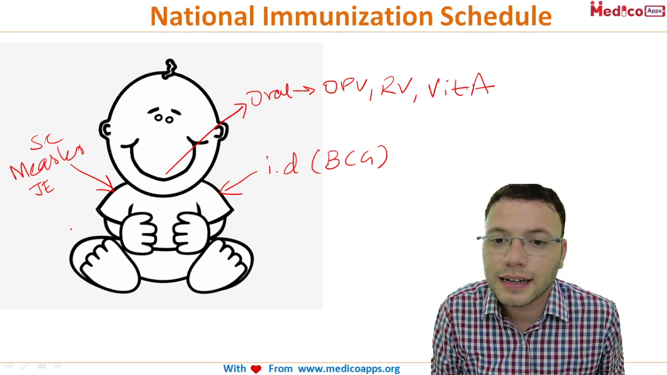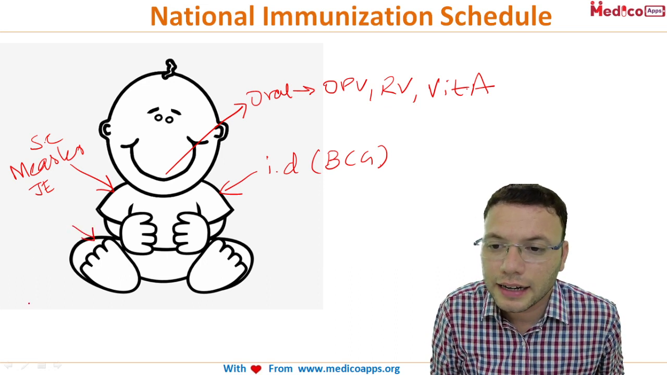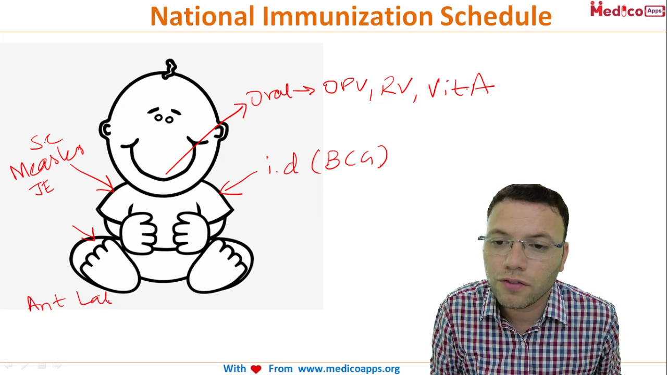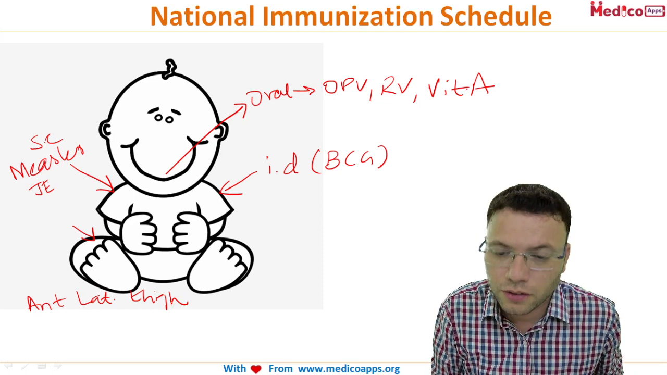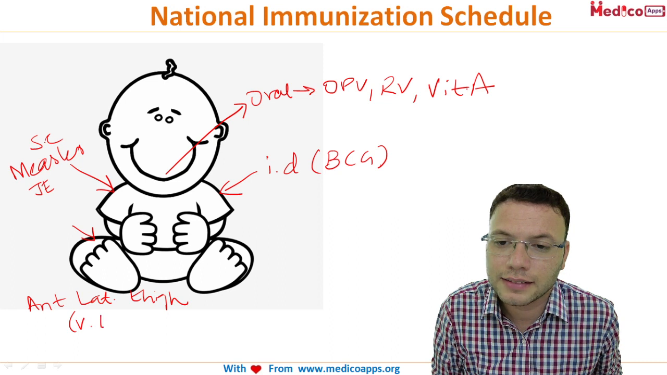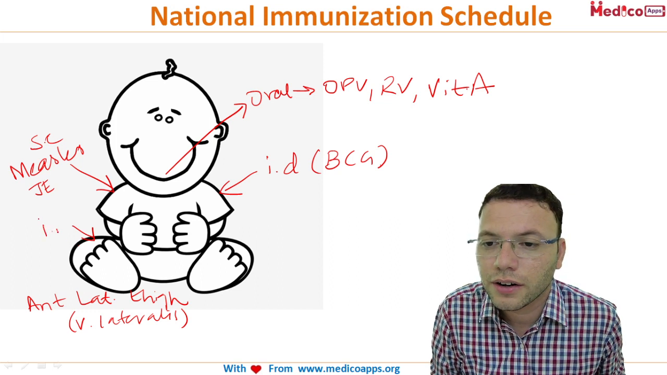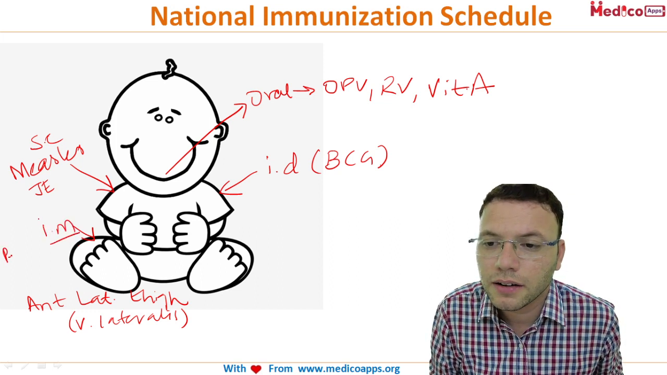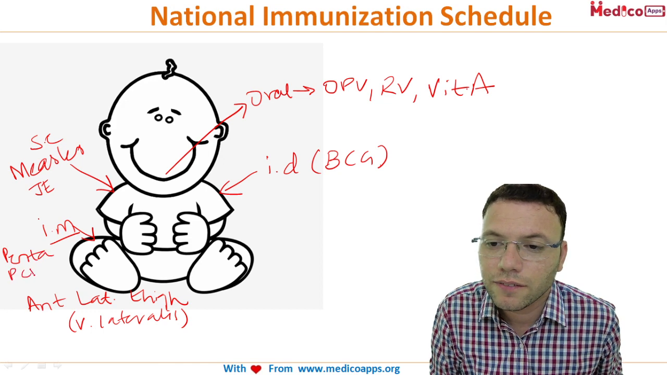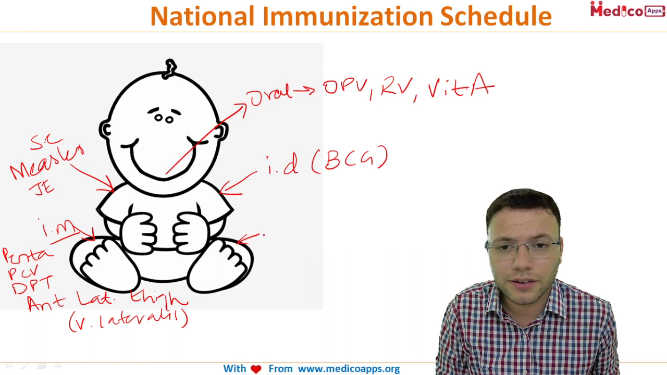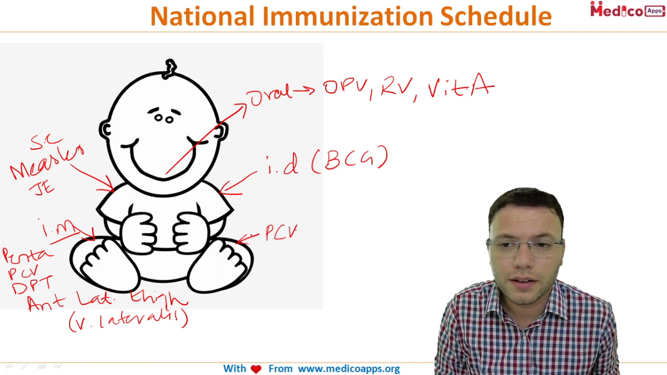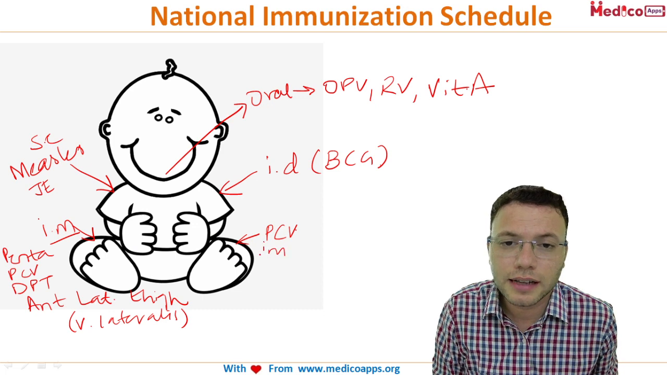The remaining all you give intramuscular in the anterolateral aspect of the thigh, not gluteus, remember. Anterolateral aspect of thigh, that is vastus lateralis. In this muscle you give all the remaining intramuscular ones. What are those? Penta, PCV, DPT. When you call for DPT, you give it here. And finally you can also give PCV here on the left side. So most of them are given intramuscular, in the anterolateral aspect of the thigh.